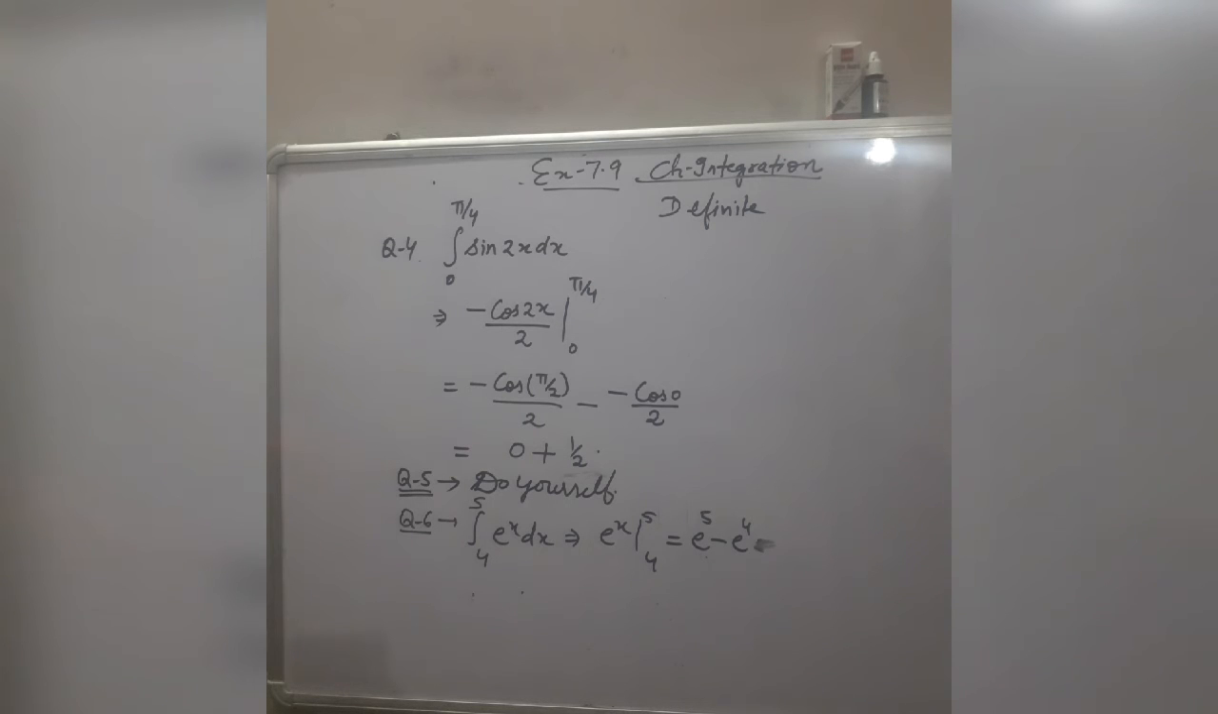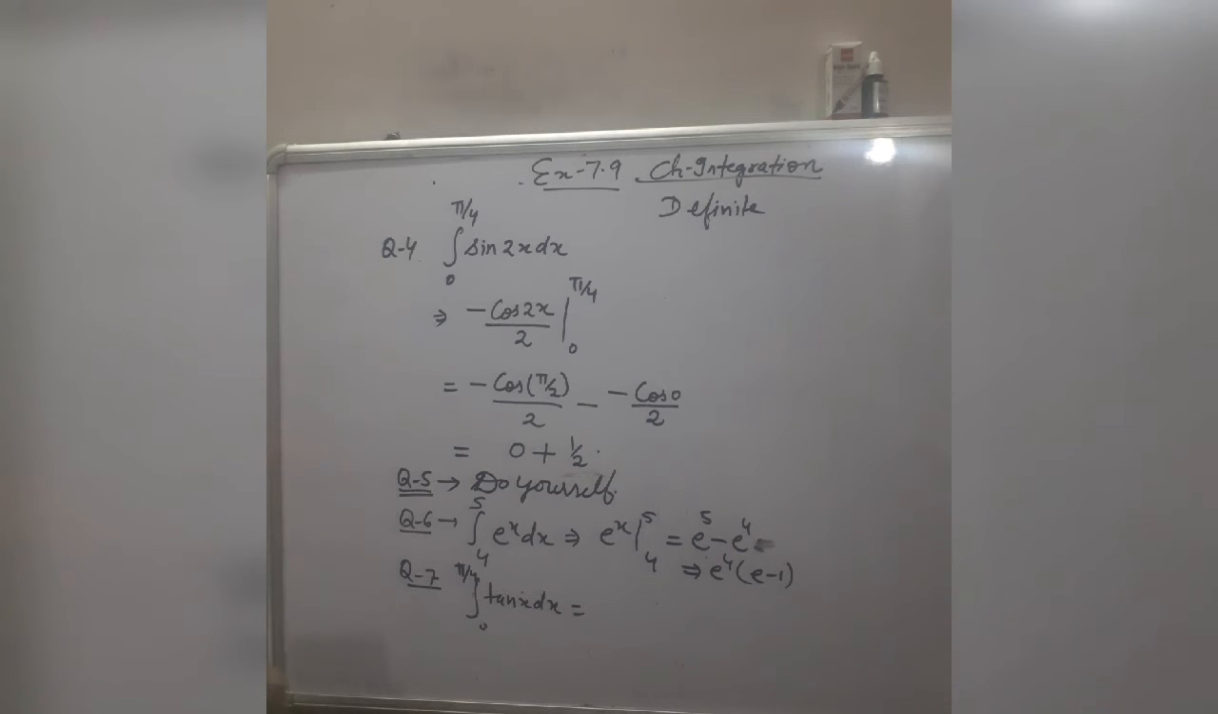You cannot further simplify it. If you want to take one extra step, you can take e raised to power 4 common, so it becomes e raised to power 4 into e minus 1. So now question number 7. In question number 7, the function is tangent x. A simple function is given to you, and all of you know what the integration of tangent is.